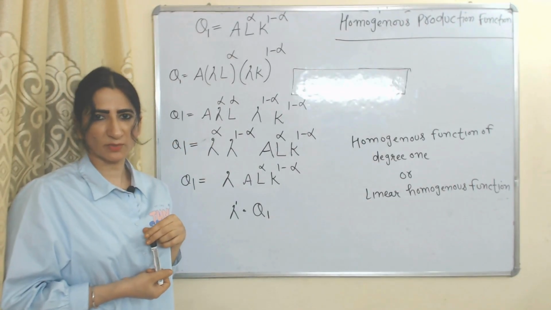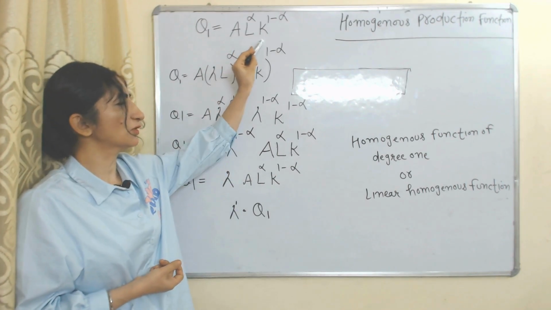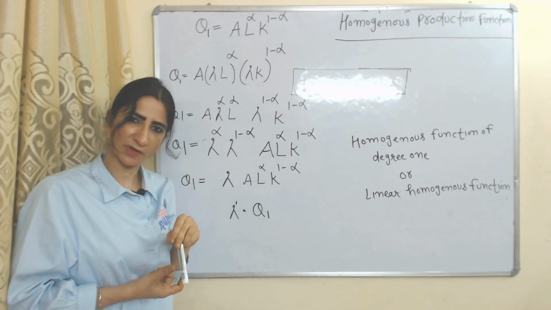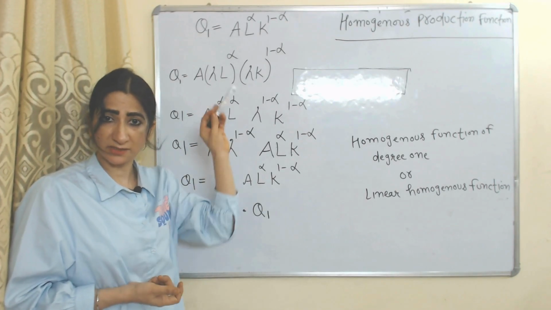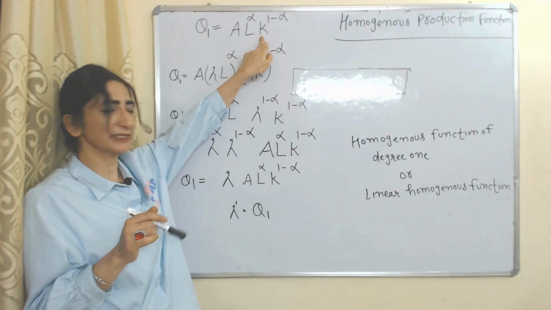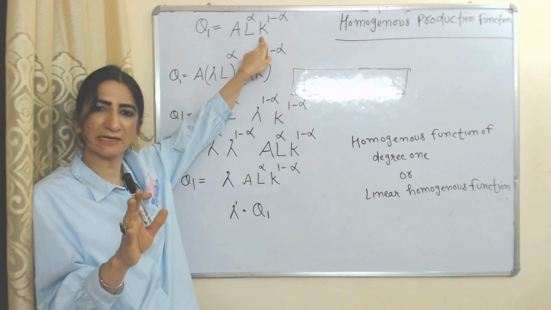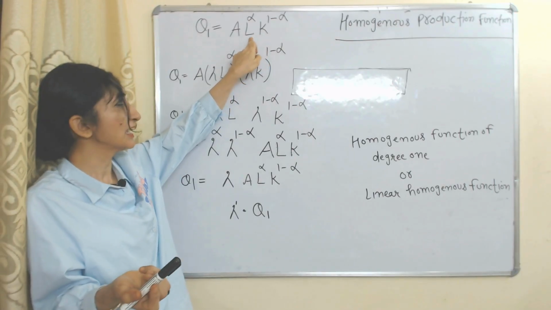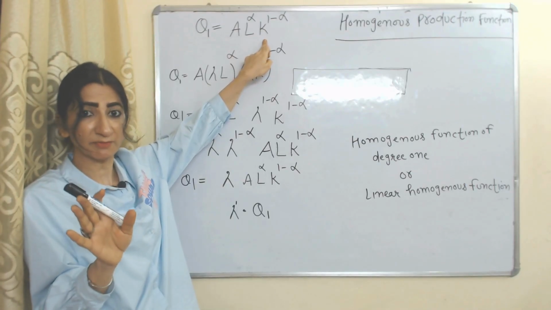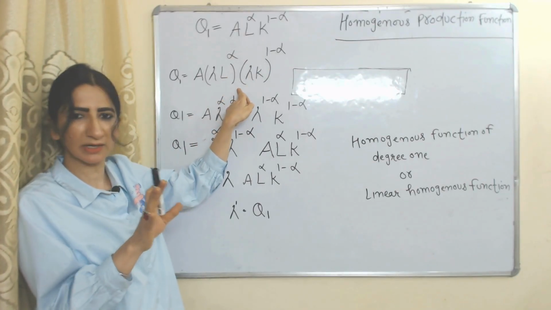Now we understand homogeneous production function with the help of one example. This is our Cobb-Douglas production function. We have already discussed Cobb-Douglas production function. Now we will check is this homogeneous production function or not. So labor and capital are our input variable. We will multiply both input variable with lambda, or you can say that L is increased by lambda time, K is also increased by lambda time. When both inputs are increased by lambda time, then our equation will look like this.